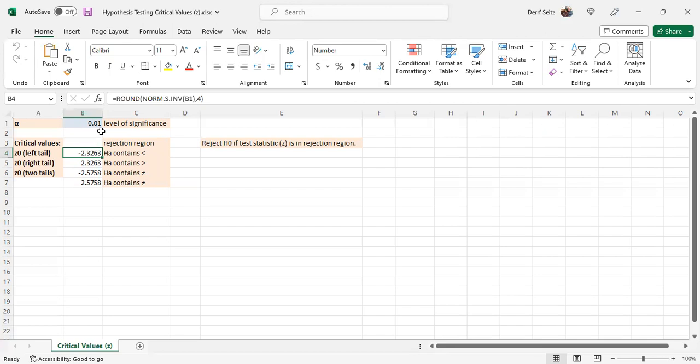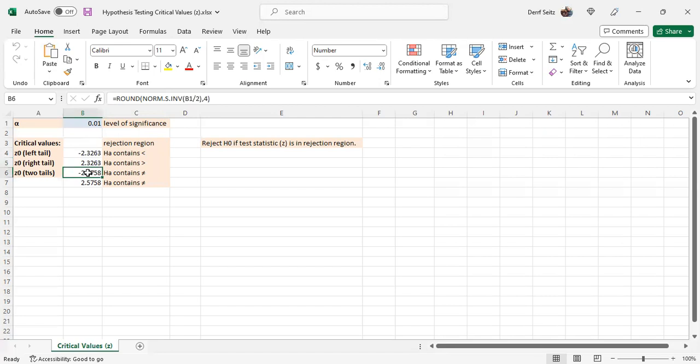For the left tail test, the function used is NORM.S.INV, that's S for standard normal, B1, and notice that it's rounded to 4 decimal places. The right tail test uses NORM.S.INV of 1 minus B1, which is alpha, and also rounded.